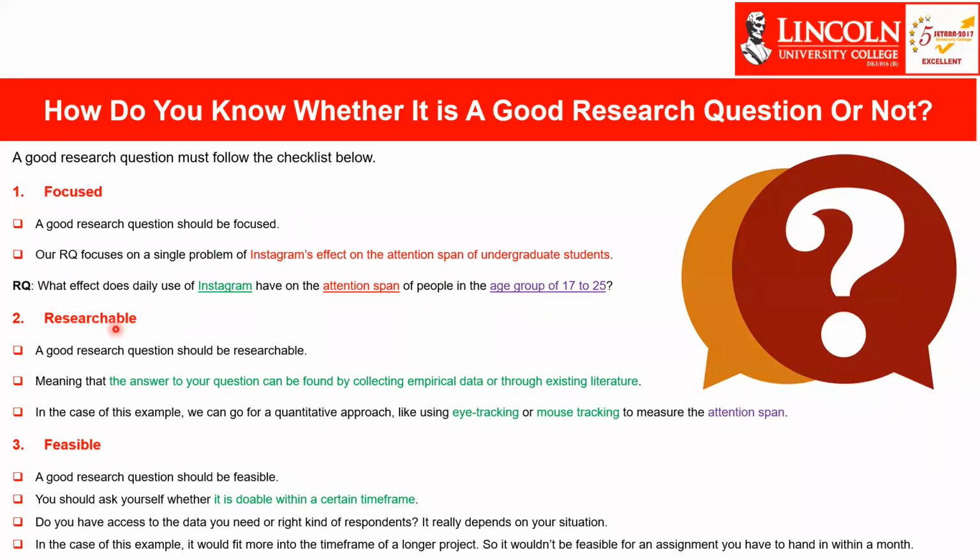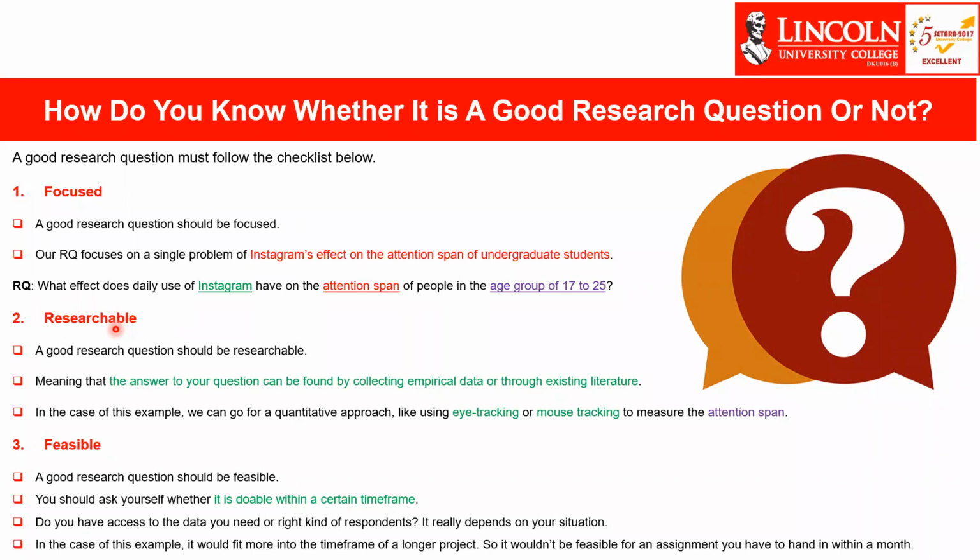Two, researchable. A good research question should be researchable, meaning that the answer to your question can be found by collecting empirical data or through existing literature. In the case of this example, we can go for a quantitative approach like using eye tracking or mouse tracking to measure the attention span.